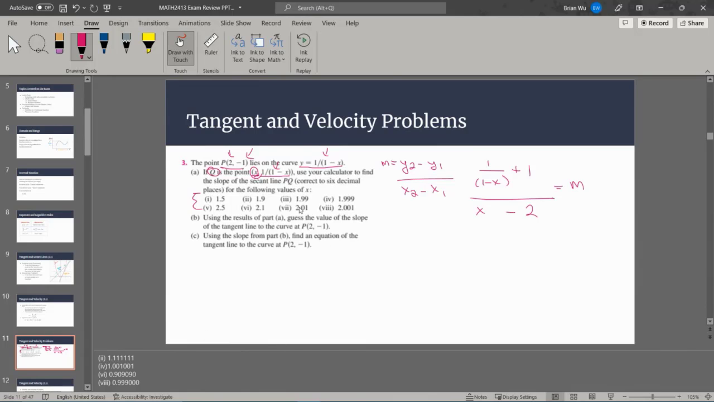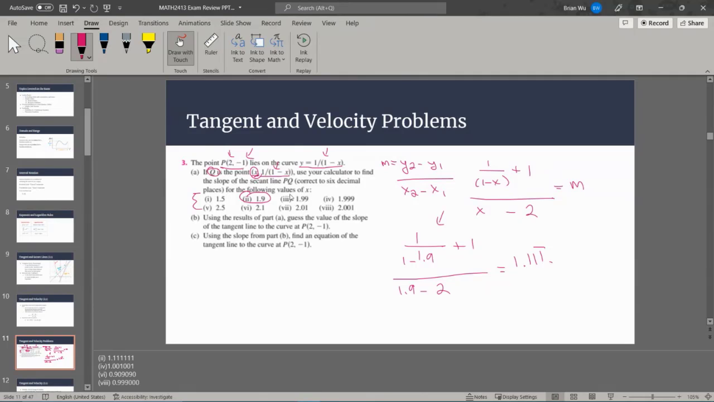I'm just going to go through a few of these for the sake of time. If we try the x value of 1.9, all we have to do is plug it in. So we do 1 over 1 minus 1.9, plus 1, divided by 1.9 minus 2. You plug that into your calculator, and what you should get is 1.111 repeating.